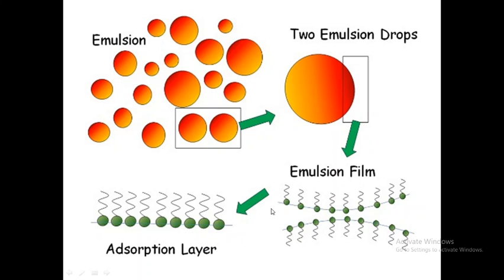In this manner the surfactant forms the monomolecular or monolayer film around the droplets of a dispersed phase, that is, oil droplets, and prevents the coalescence and aggregation of oil globules. So this is the simple mechanism of droplet stabilization.